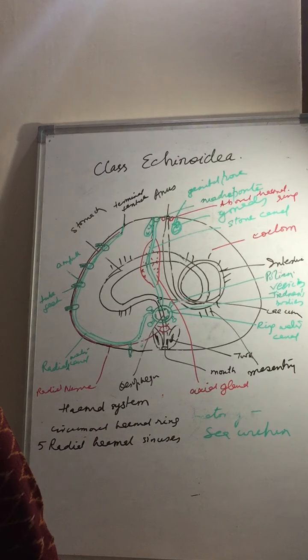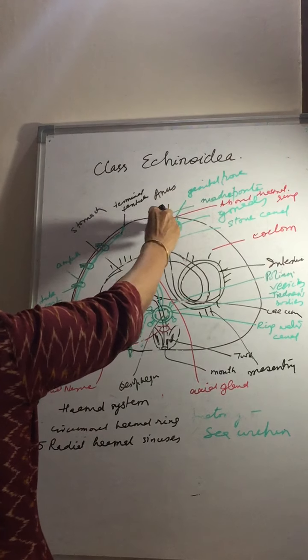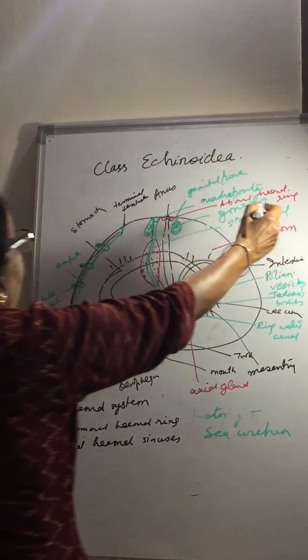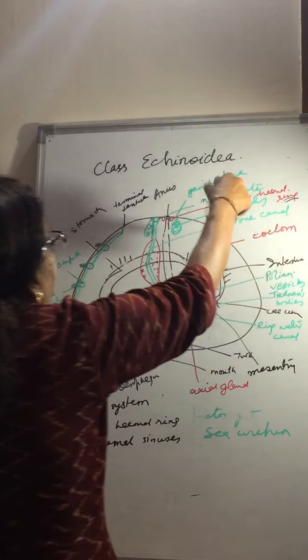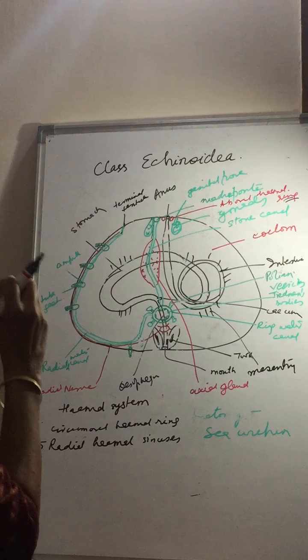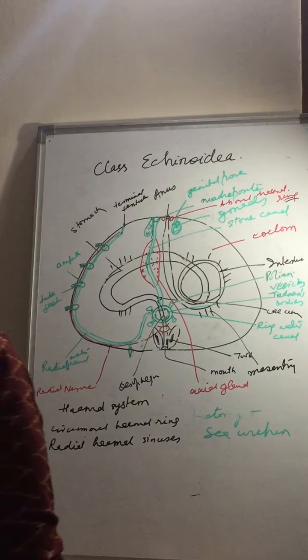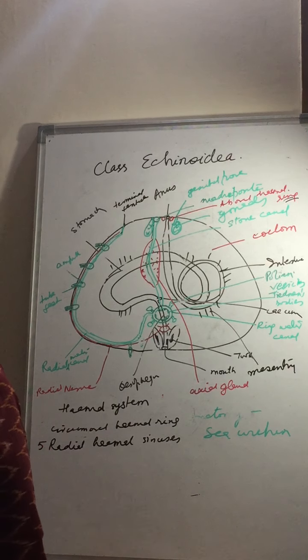The aboral ring with strands passes into the gonads. So there is an aboral ring, the aboral hemal ring as we have made here. This aboral hemal ring goes to the gonads, and this axial gland is present.